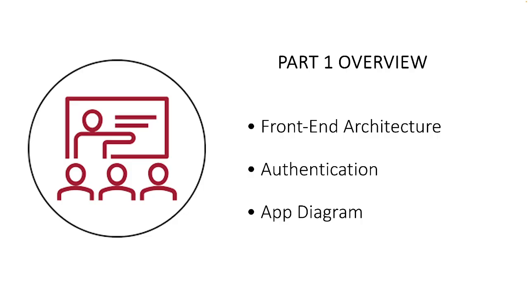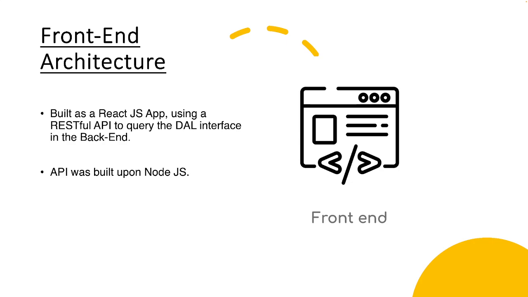So in part 1, this is what we're going to be covering. It's going to be the front-end architecture, authentication, and a visual representation of the code structures and their relationship between each other. That's going to be represented as an app diagram. So this app was built as a React.js app using a RESTful API to communicate with the DAL, otherwise known as a data abstraction layer, and all this was built upon Node.js.